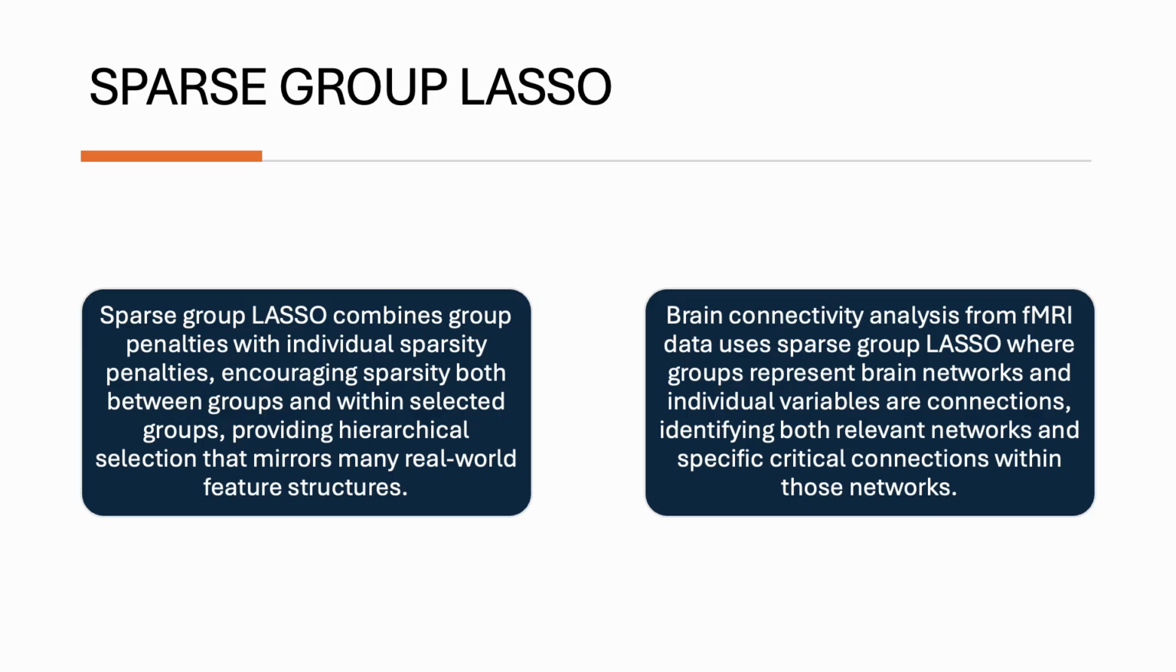Sparse Group Lasso combines group penalties with individual sparsity penalties, encouraging sparsity both between groups and within selected groups, providing hierarchical selection that mirrors many real world feature structures, as I just mentioned about the happy and sad aspect. Brain connectivity analysis from fMRI data uses sparse Group Lasso, where groups represent brain networks and individual variables are connections, identifying both relevant networks and specific critical connections within these networks.